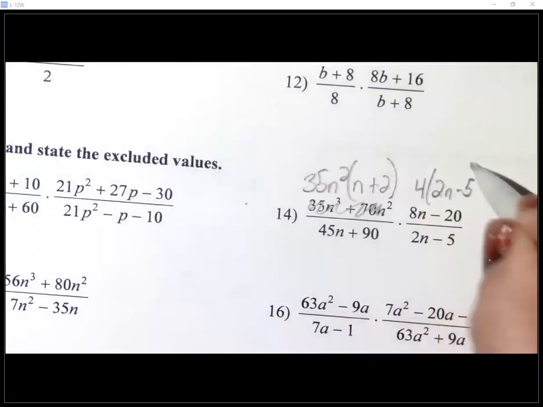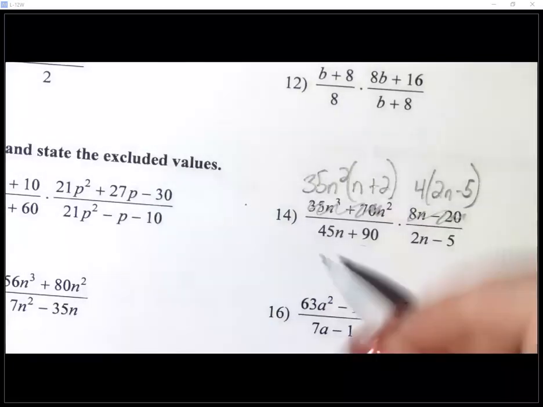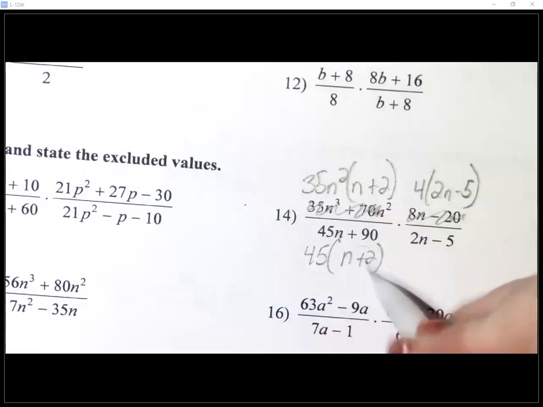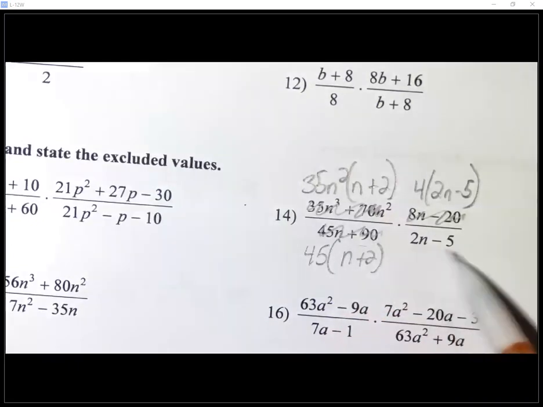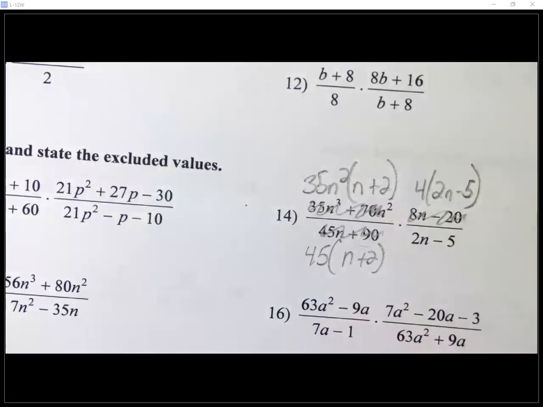Okay, this one, what can you do? Take out a 45. That leaves me with n plus 2. This one, what can I do? Nothing, so that one just stays. All right, cool. Now step 1 is done.